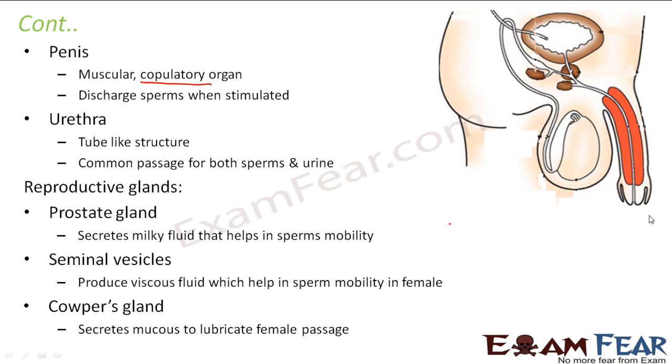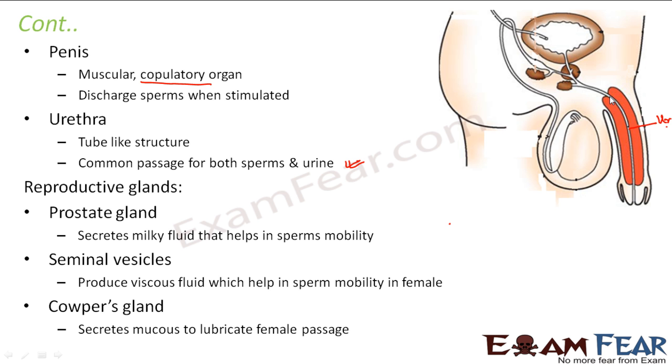Next is the urethra. What is the urethra? It is a tube-like structure. It is a common passage for both sperms and urine. Actually, it originates from the urinary bladder. So if you see, this tube is the urethra. It originates from the urinary bladder, passes through the penis and opens to the outside. Right? So this will carry urine which is coming from the urinary bladder and it will also carry sperms which are coming from the vas deferens.